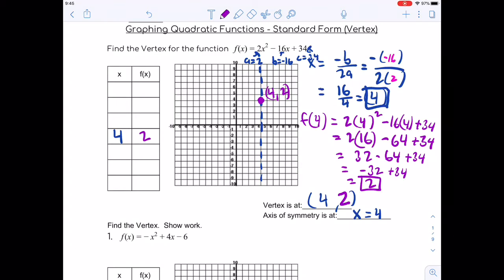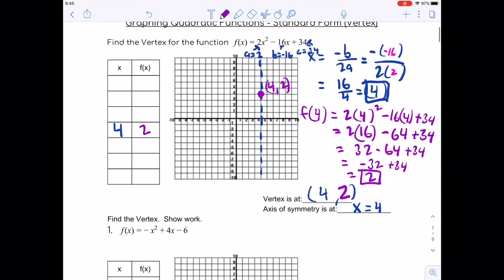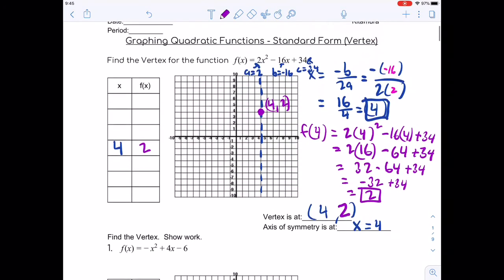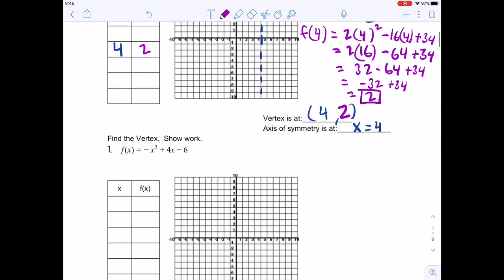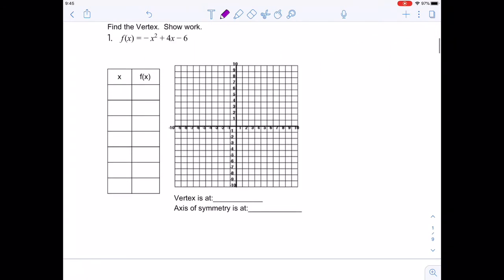So it's concentrating on what the vertex is and what the axis of symmetry is. And once we have that, we can start graphing it even more from that. But today we're just going to focus on that one, finding the vertex. Okay? This is number 1.